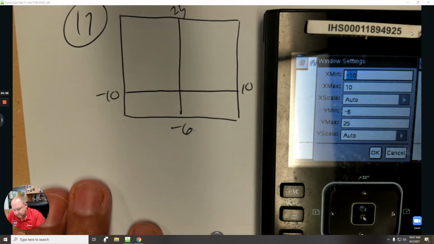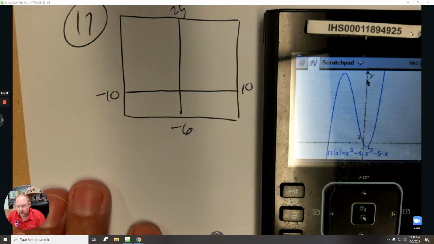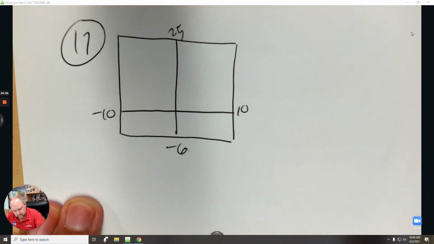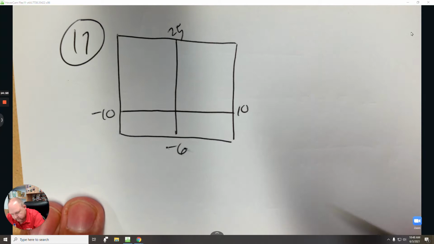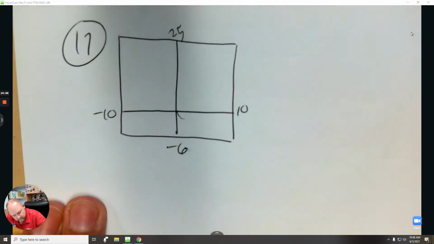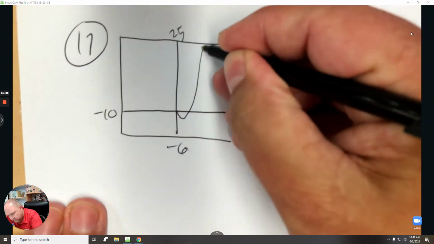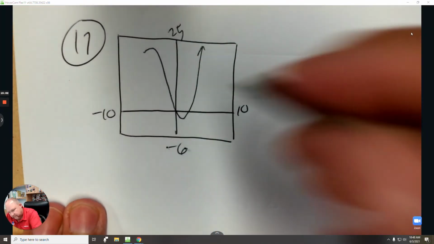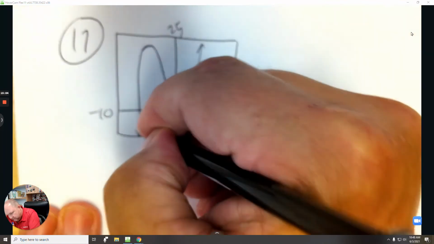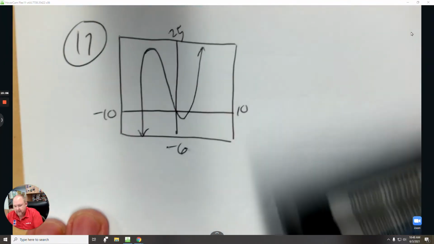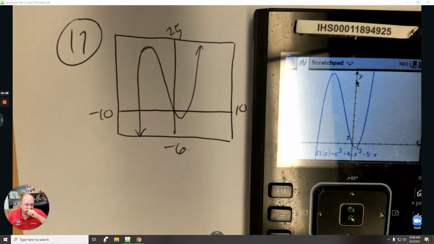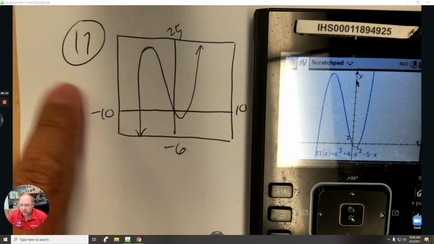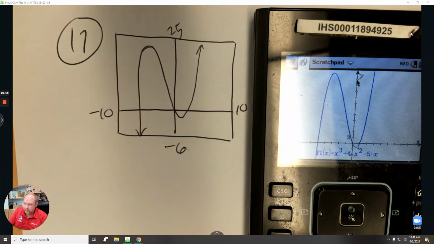And then when you look, I'm just going to draw the graph that I see. Just a sketch. I know it's not perfect, but there's the sketch of what I see in terms of the window and so on. Do you have that ability with your calculator?